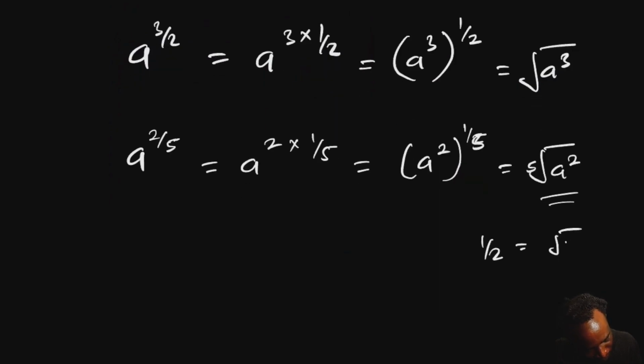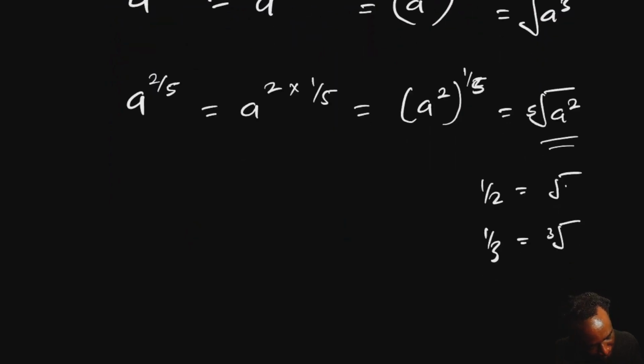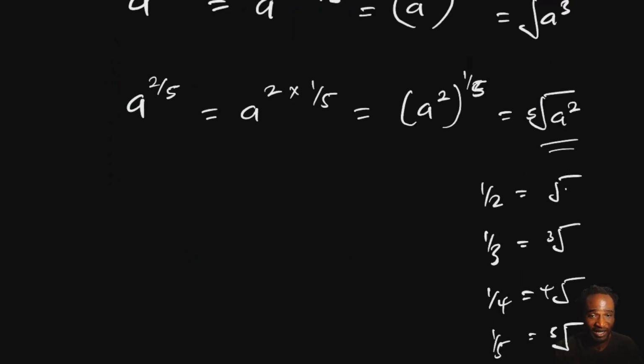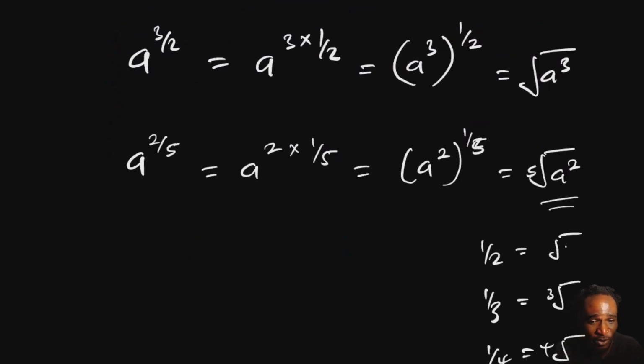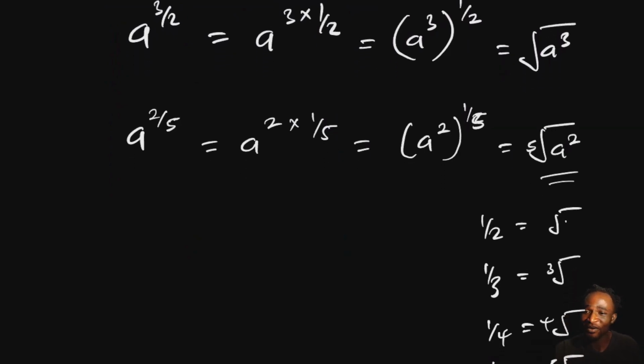If you have 1 over 3, that's the third root or the cube root. If you have 1 over 4, it's usually the fourth root. And then it goes on, 1 over 5, the fifth root, and so on. So that's how it usually is. Normally, you are just left with 1 over something after you take away the numerator. So it's pretty simple. I hope this is a bit helpful.